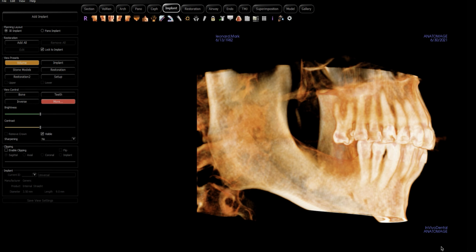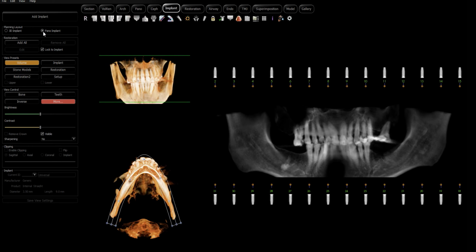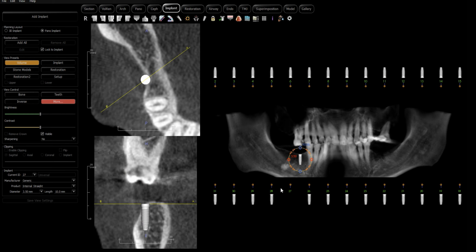So the first thing I want to do is go to the implant tab, like so, and then click on Pano Implant. I like placing the implants better in this module. Let's go ahead and do something like this. The specific tooth numbers are not that important.